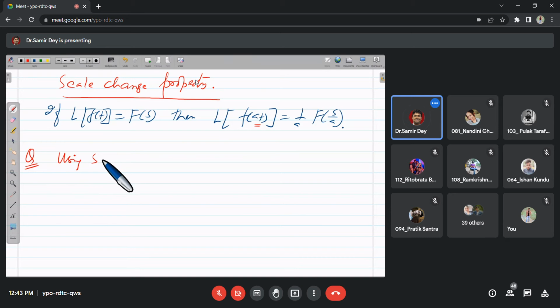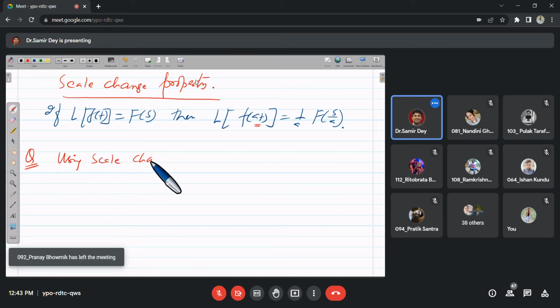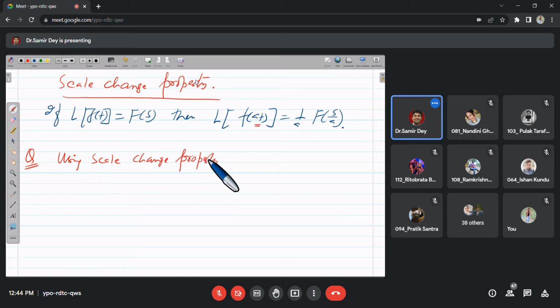Listen carefully, very important question. Using scale change property, evaluate, or you can say find L of sine 3t, where L of sine t is equals to 1 by s square plus 1.